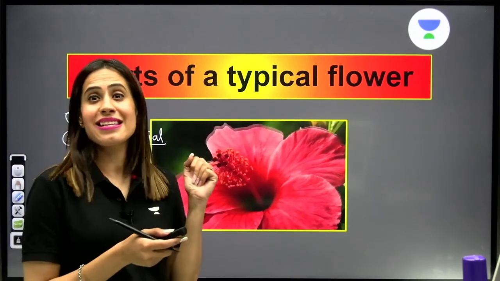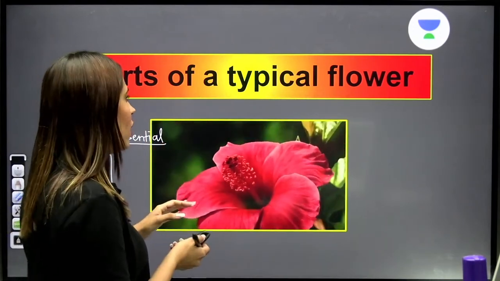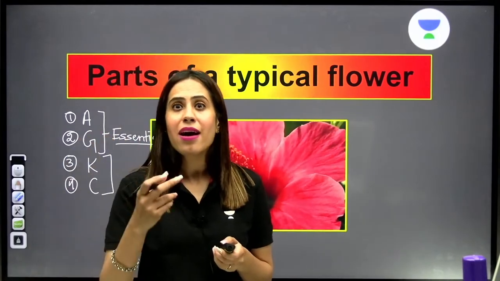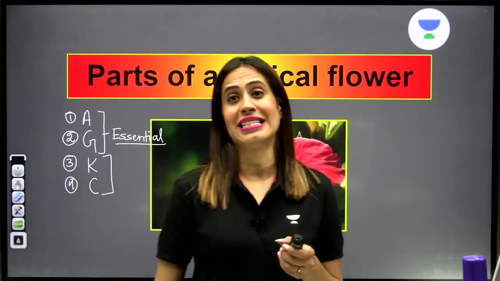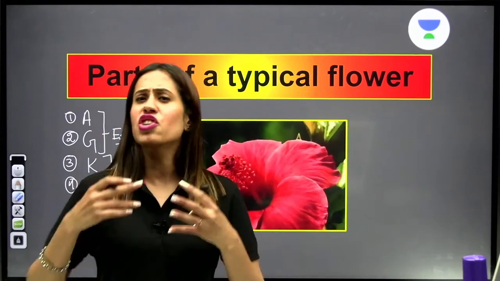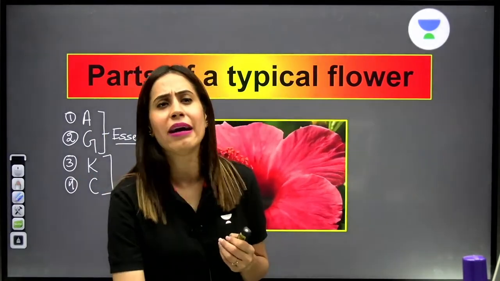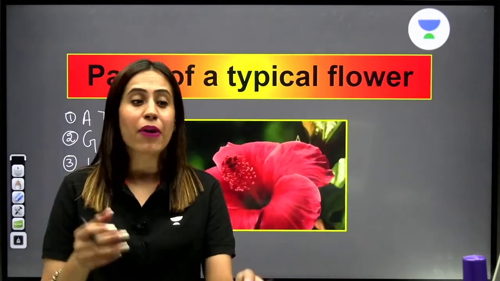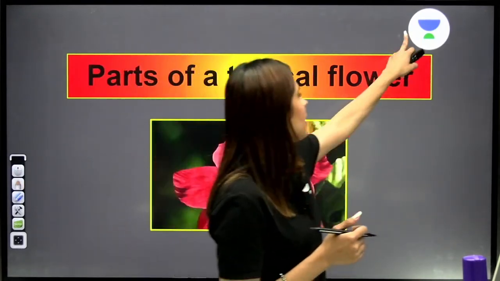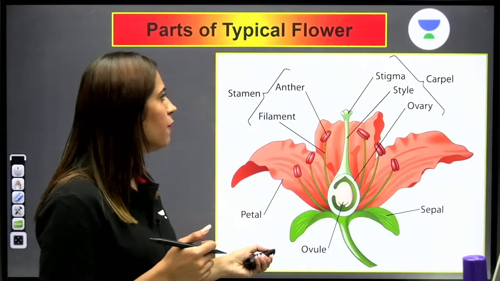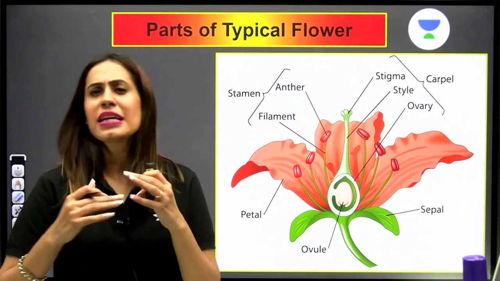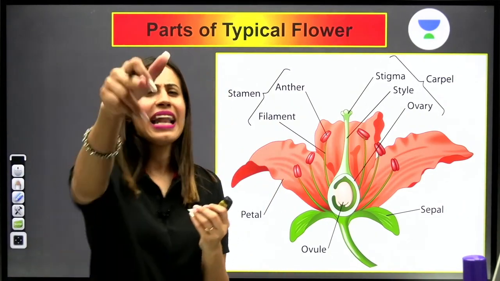Okay, so let's go to the next slide. We have done these four whorls. Now we have to understand where these four whorls are present. I want to see in the chat box, can anybody tell me where the four whorls are present? Okay. Crystal clear, Priyanshu. Okay, good.